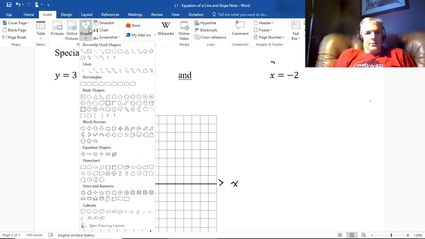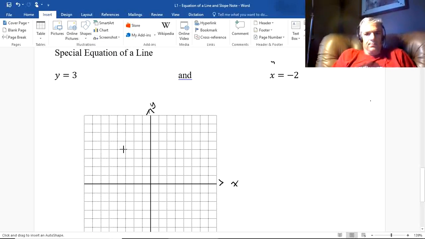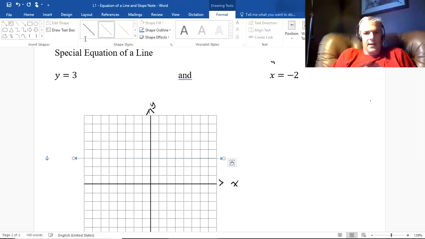So here are my shapes again. I grab my tool. Y equals 3 is right here. I was doing the x equals minus 2 one before. This is perfectly flat. It has no slope, and it looks like this. I'm going to make it black, and I can label this with my pen.